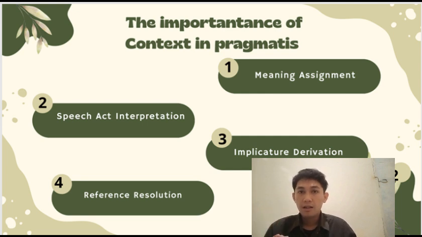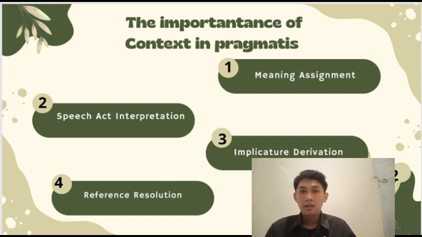The first is meaning assignment. Meaning assignment is the process of interpreting the intended meaning of an utterance depending on the context in which it is used. For example, the utterance "it is cool in here."